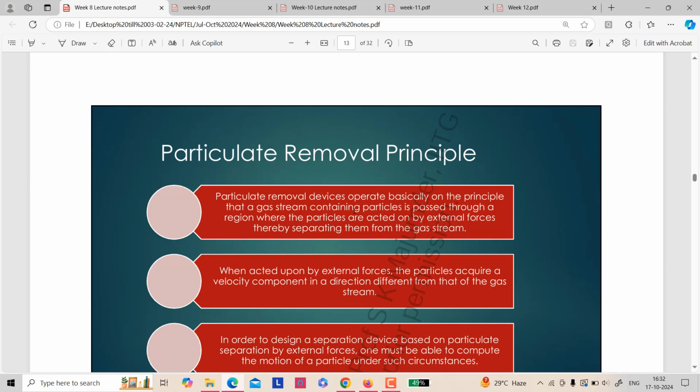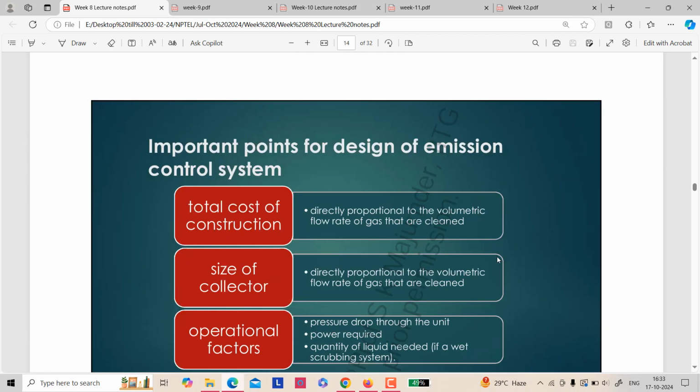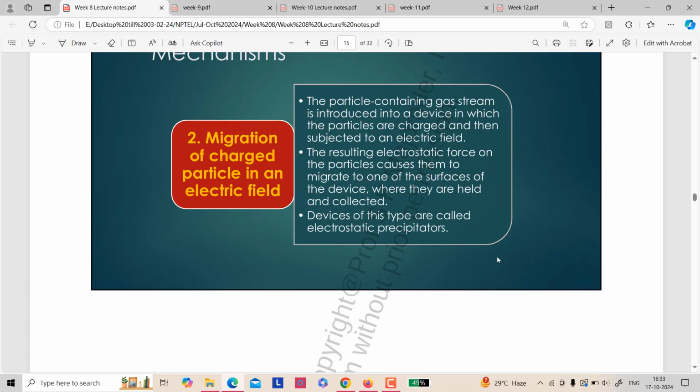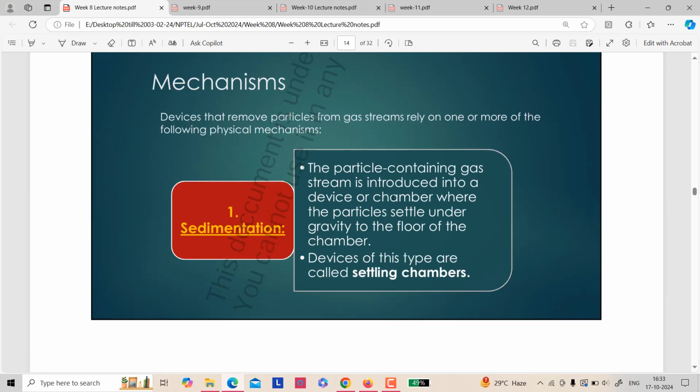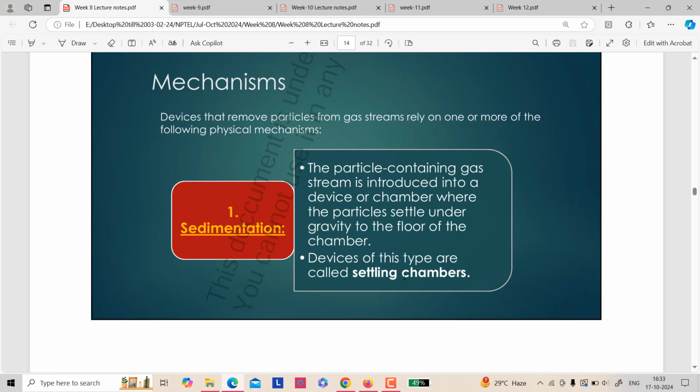So these are the principles of the removal. This is the mechanism of separating particles: sedimentation, migration of charged particles in an electric field. So what is sedimentation? The particle-containing gas stream is introduced into a device or chamber where the particles settle under gravity to the floor of the chamber. Devices of this type are called settling chambers. Okay, so due to gravity, the particles settle down at the bottom of the chamber.